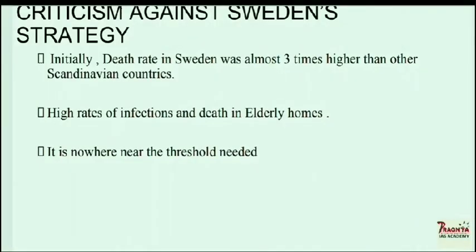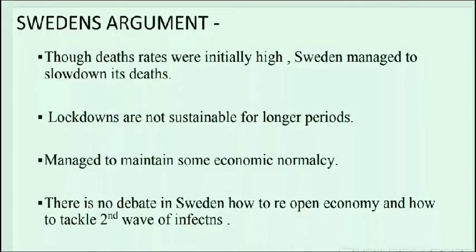Criticism against Sweden's strategy. Initially, the death rate in Sweden was almost 3 times higher than other Scandinavian countries, and it is nowhere near the threshold needed to achieve herd immunity. It is also criticized for high rates of infections and deaths in elderly homes. Sweden's argument. It followed this no lockdown strategy because lockdowns are not sustainable for longer periods. Though it is criticized for the death rate, which is initially high, it managed to slow down its deaths.